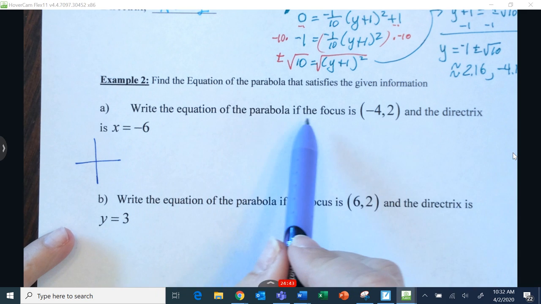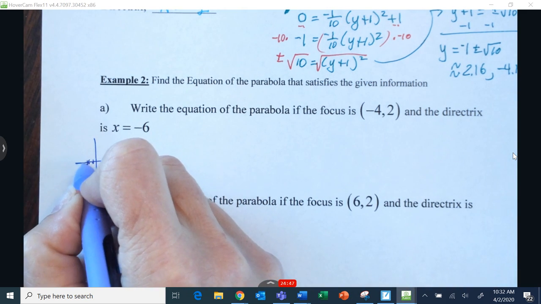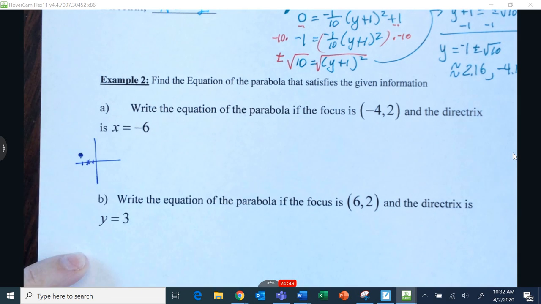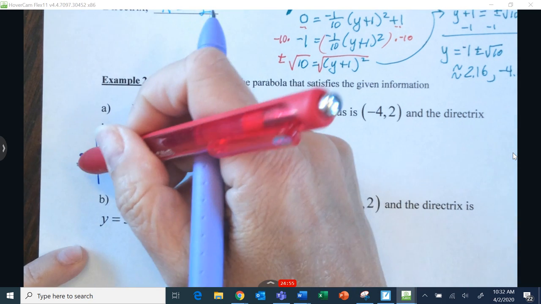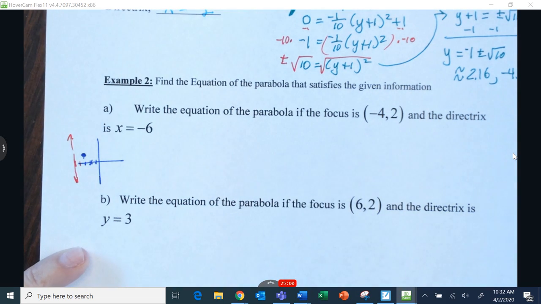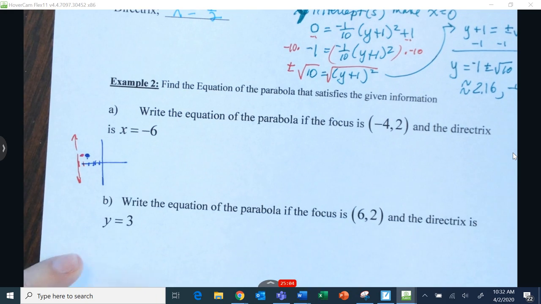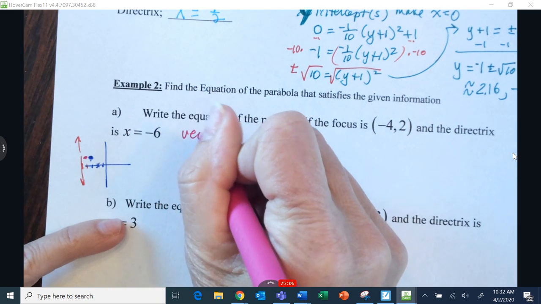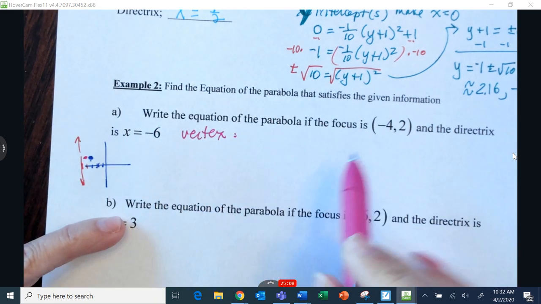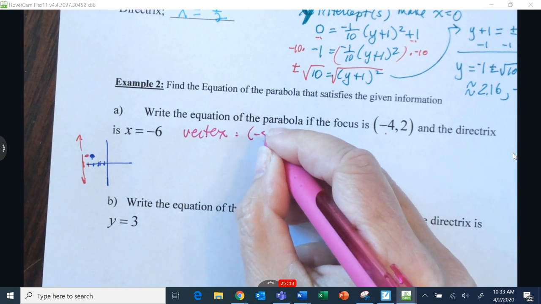Write the equation of the parabola if the focus is at negative 4, 2. So negative 4, 2 is about there. And the directrix is x equals negative 6. So x equals negative 6 would be 2 further, and it would be up and down. The vertex has to be exactly in between those. So I can tell right now the vertex is exactly in between -4 and -6, so the vertex is going to be at -5, 2.